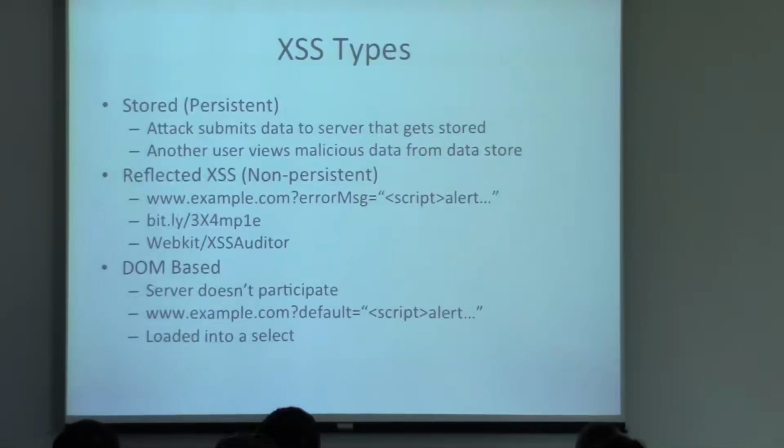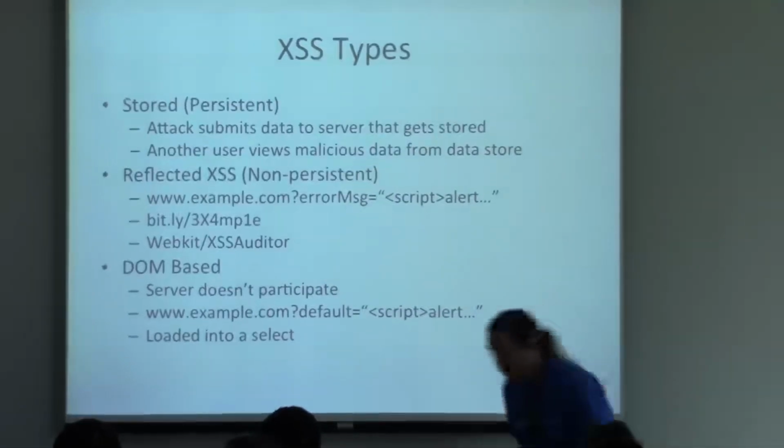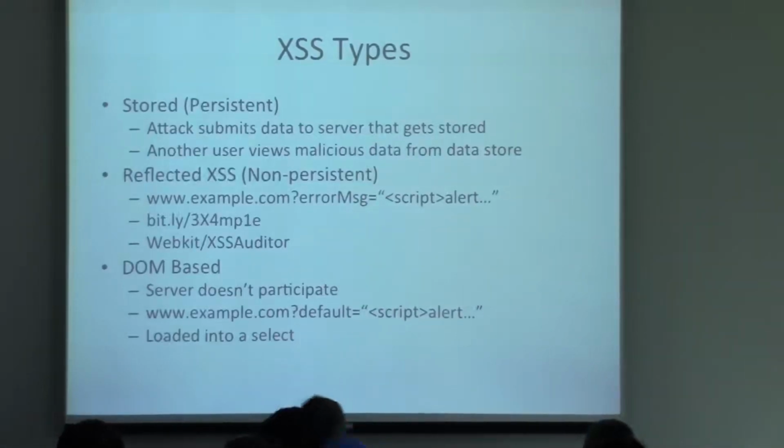And then the last type is DOM-based. In this example, the server doesn't actually participate. The client will ask for example.com with this default query string with an XSS injection, but the server doesn't actually handle it. It's all done on the client side, so the client side will like window.location, grab the query string, and do something with it, and put it into the DOM itself, but the server doesn't really play with it at all. This is all done on the client side.